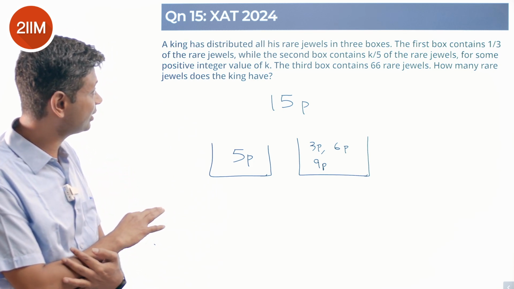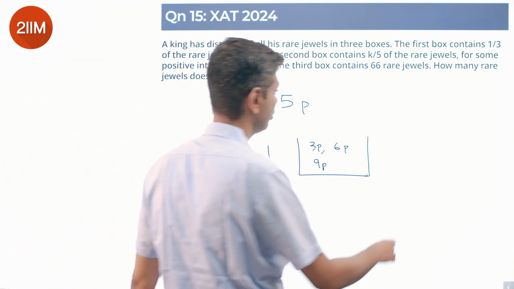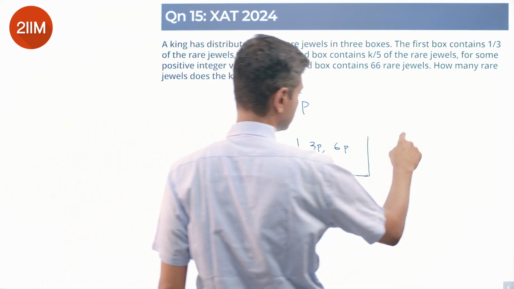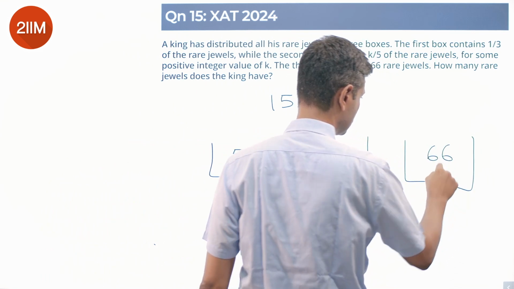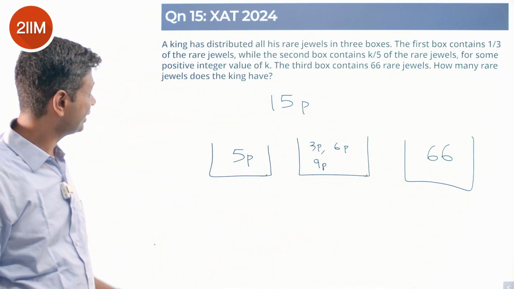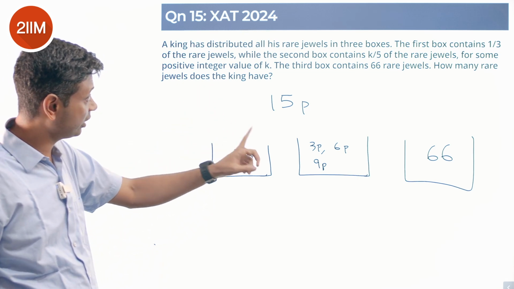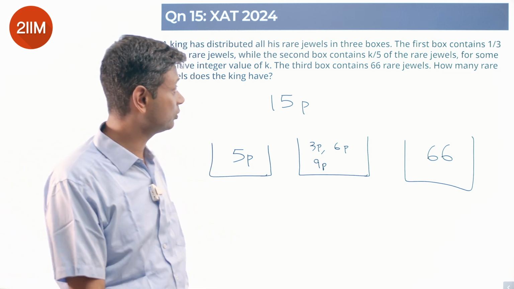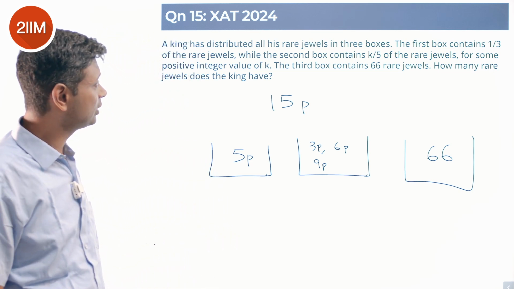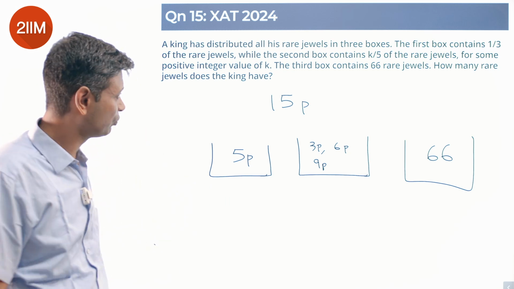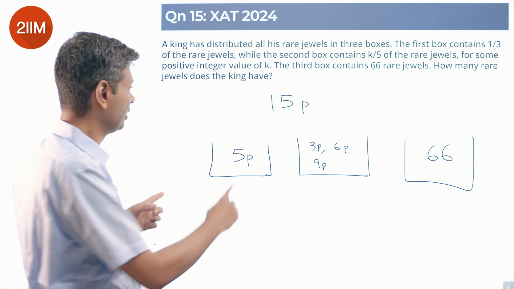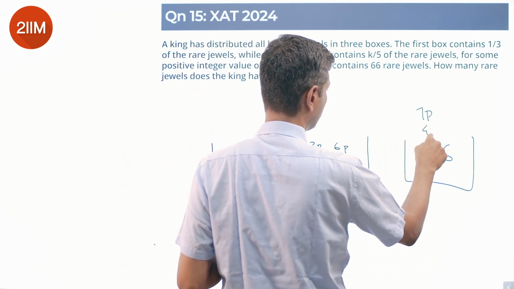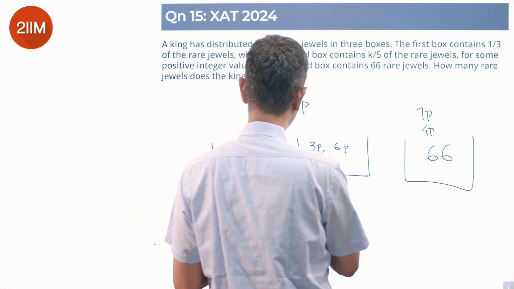How many rare jewels does the king have? The first box contains 1/3 of the rare jewels. The second contains k/5 of the rare jewels, not 1/5 but k/5, 1/5 or 2/5 or 3/5 or 4/5, for some positive integer value of k. The third box contains 66 rare jewels. Out of 15p, 3 possibilities are there. 5p plus 3p is 8p, this is 7p. 5p plus 6p is 11p, this is 4p. 5p plus 9p is 14p, this is p.